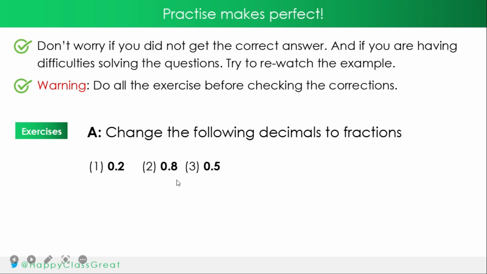In the notebook you have been working on, just write "Change the following decimals to fractions," and write number 1. Do number 1 before you write number 2, and do number 2 before you write number 3. After that, I will show you the answer. So pause the video now, and we'll jump right to the board, and I will give you the correction.